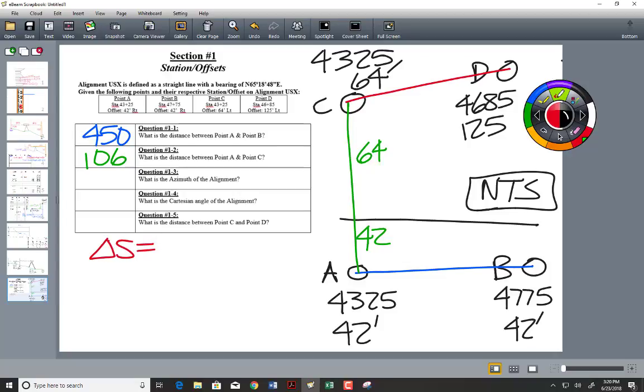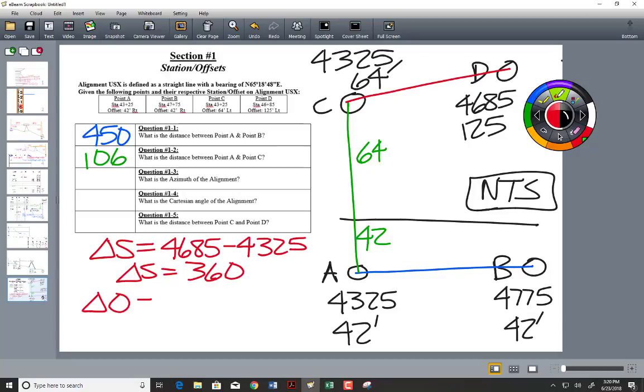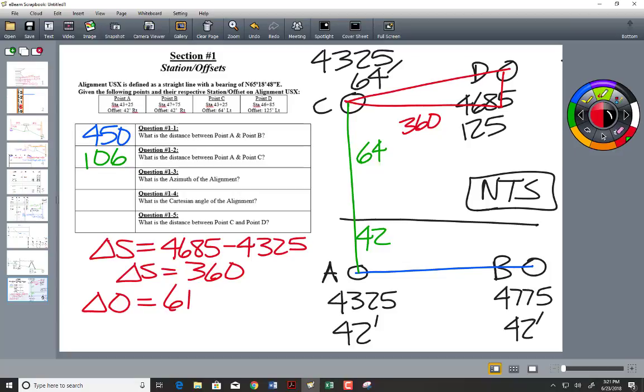So from C to D, my change in station is equal to 4685 minus 43.25. So my change in station is equal to 360. My change in offset is equal to, I'm going from 64 to 125, so I subtract those because they're on the same side. My 64, I have a change in offset of 61. So right here, I have 360, and over here I have 61. Does everyone see that? Yes.